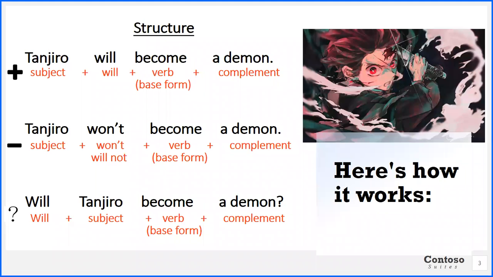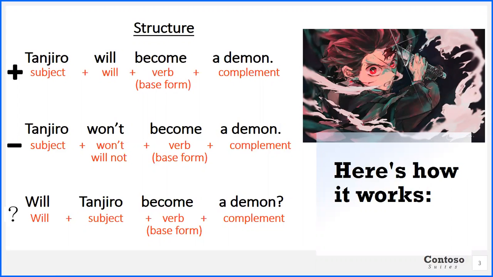Here in this next slide, we're going to analyze the structure. So here's how the structure for will works. First off, we have our subject, then we have our will, the verb in base form, and lastly, the complement. This is for affirmative, of course. So we are going to start with this first example, which is Tanjiro will become a demon. So this is following our affirmative structure.